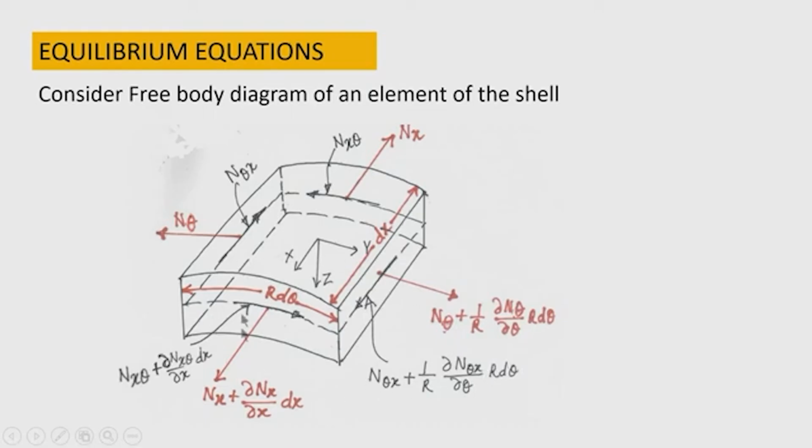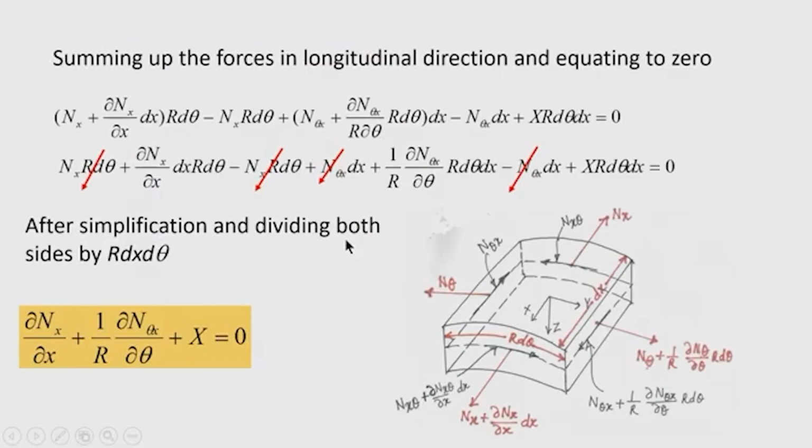So, knowing the forces acting on the element and the component of the loads in the respective direction axis, one is along the x axis, one is along the circumferential axis and one is along the radial direction. So, now we can establish the equilibrium of the forces. So, summing up the forces in the longitudinal direction first and then equate to 0.